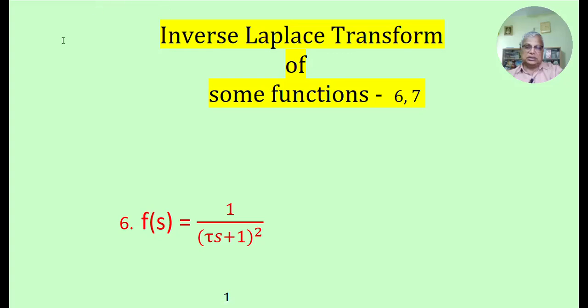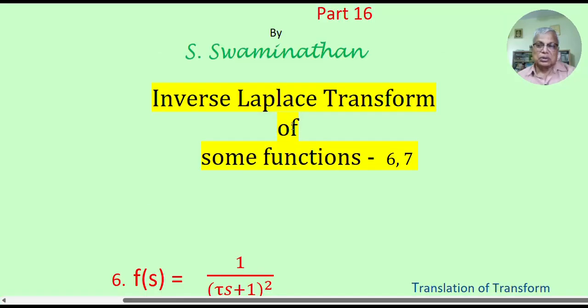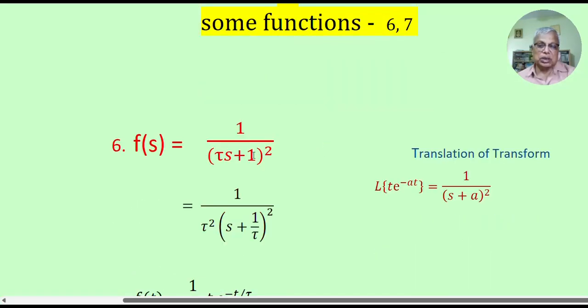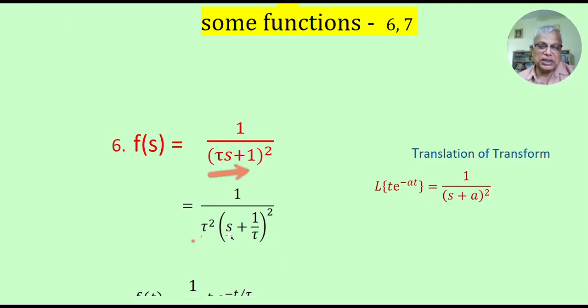In this class, you will find the inverse of the function F of s equal to 1 by (tau s plus 1) whole square. This is just one term in the denominator. If you take tau square common out, this becomes (s plus 1 by tau) whole square. So, excluding tau square, it is of the form 1 by (s plus a) whole square.